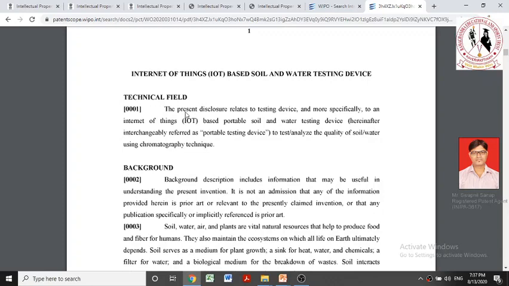Whereas in the next statement, it is written that more specifically, it relates to an IoT based portable soil and water testing device to test or analyze the quality of the soil or water using chromatography technique. Is this clear? Whosoever drafted this application has smartly introduced the specific purpose and function of the invention here. The first statement, before the comma in the first line, is always the broadest possible statement, whereas the second statement is specific to the invention.